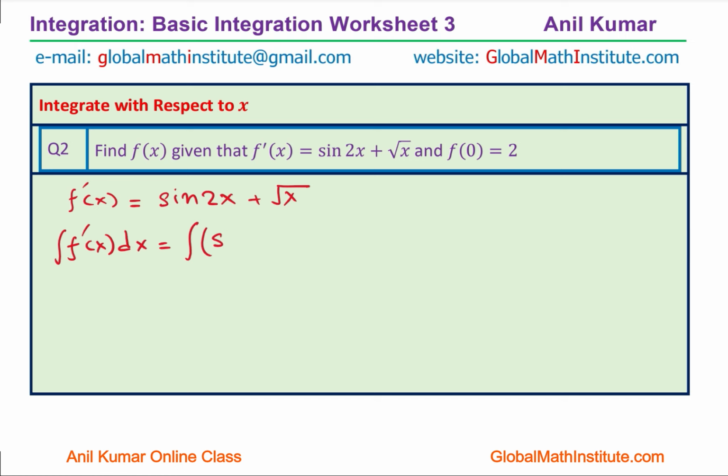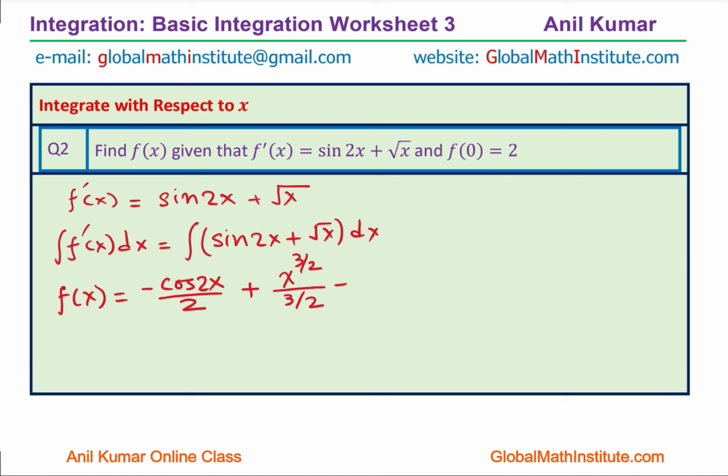So here we get the integral of sine 2x plus square root of x dx. Integral is the function itself. So we can now write down this integral as: the integral of sine 2x is minus cos 2x over 2, and the integral of x to the power of half will be x to the power of 3 by 2, half plus 1, over 3 by 2, correct? Plus a constant c, right?